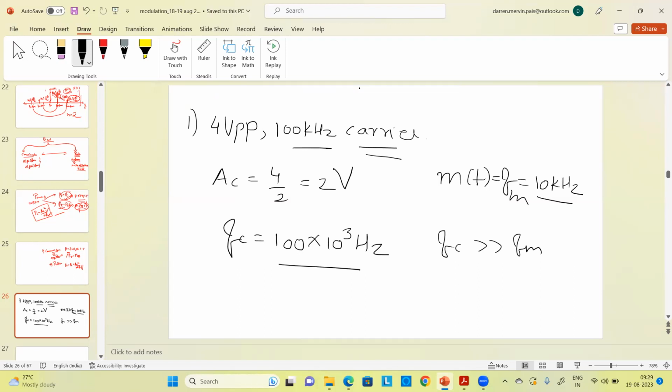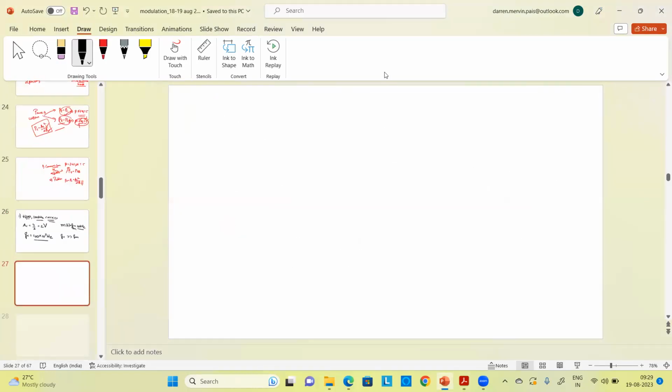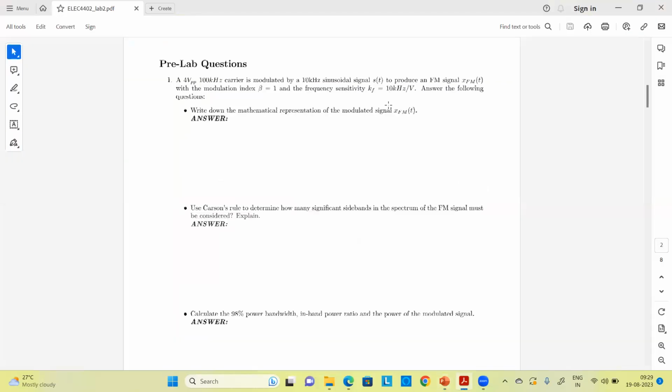Please do not get confused with the notation because here they use the notation for M of T as S of T. Generally, for modulated signal, we use S of T. For message, we use M of T. For carrier, we use C of T. But here they use different notation, so you need not get confused. Just understand the meaning of the term. What do you mean they use different notation? It's the same, isn't it? See, what they're telling here is modulated by a 10 kilohertz sinusoidal signal S of T. So here they have used for the message signal the notation S of T.